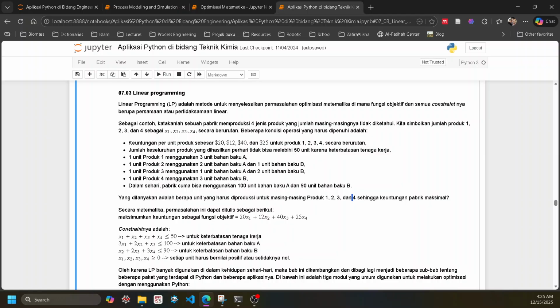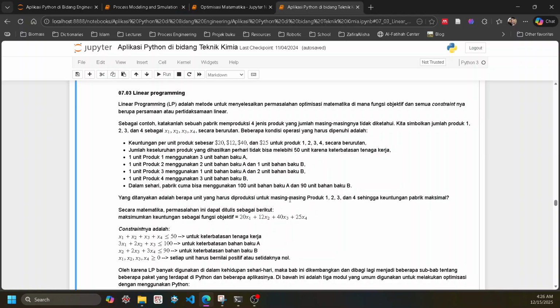So we will start with how to formulate the mathematical problem, starting from the objective function. The objective function is to maximize the profit. So how much is the profit? The profit is 20 times product one, so 20x1, and then 12x2 and 40x3 plus 25x4. So that's basically what the objective function is.